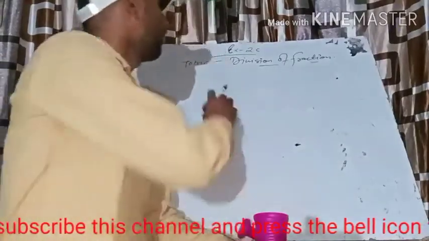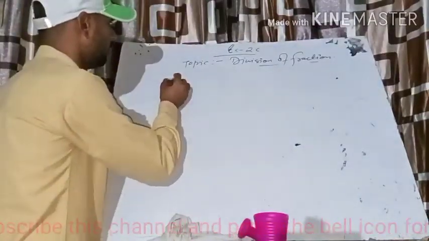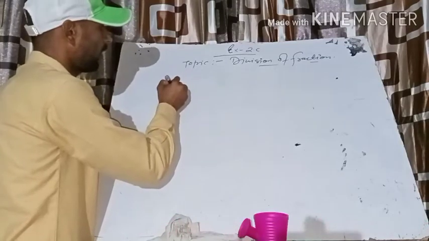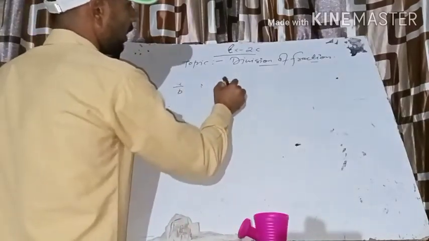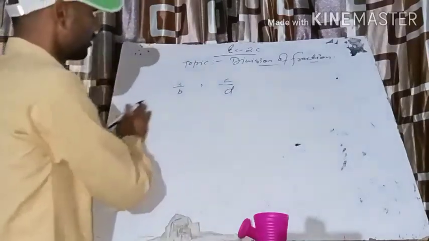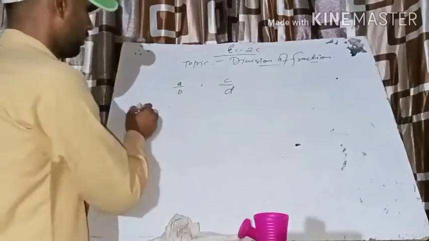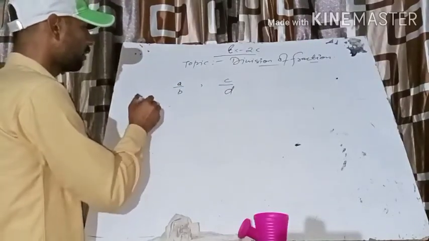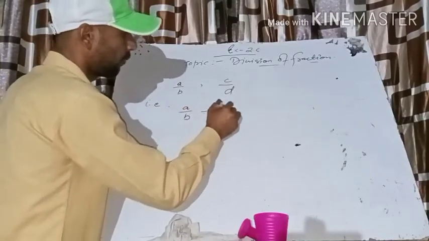So today's topic is the division of the fraction. Suppose we have two fractions, a upon b and c upon d. How can we divide this by this one? That is, the division of fraction a upon b divided by c upon d.